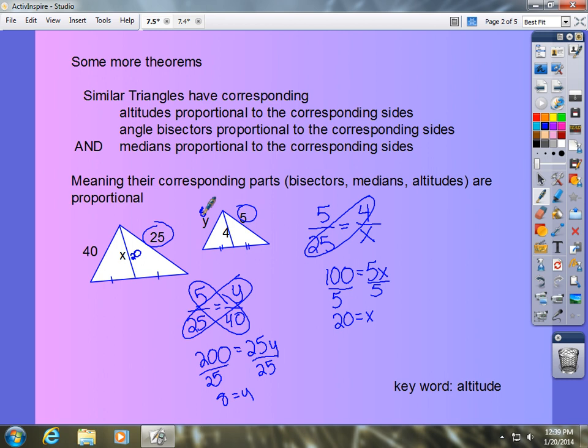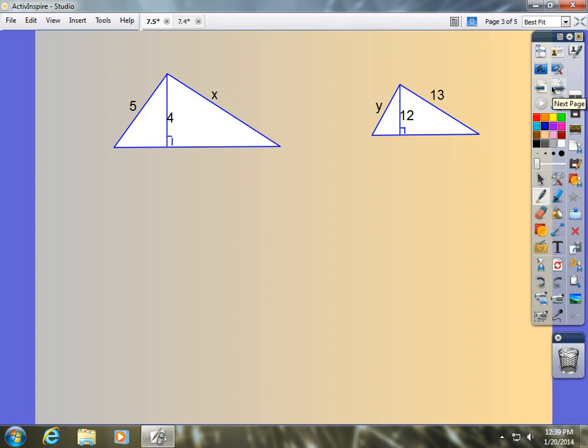Let's do another example. Okay, here we have our altitudes. We're just going to set them up the same. I'm looking for 2 pieces that I know. Well, here are the 2 pieces I know. They are actually the altitudes. So I'm going to set up 4 over 12. And first I'm going to look for x. X is this long side here, so I'm going to do this long side. The long side on my large triangle, well, isn't that weird?